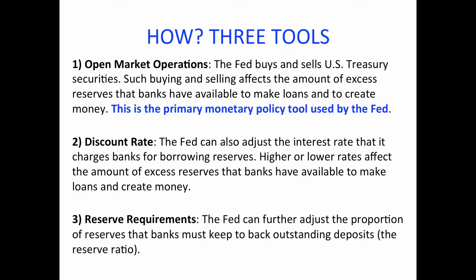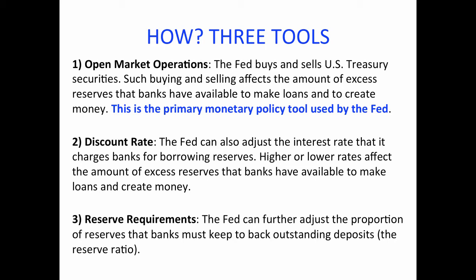Now, the Fed has three main tools to achieve these goals. Number one, the most important and widely used tool is open market operations, which is when the Fed buys and sells U.S. Treasury securities. That's Treasury bills, Treasury bonds, and other financial federal instruments. This buying and selling affects the amount of reserves that banks have available to make loans and to create money.